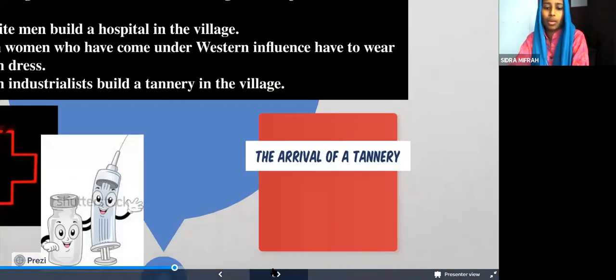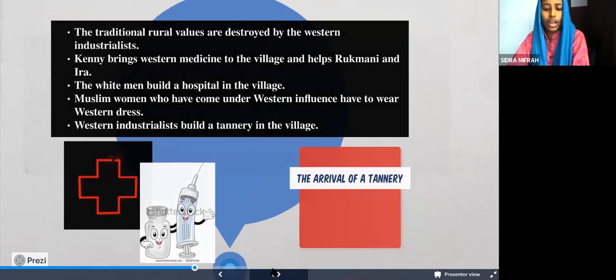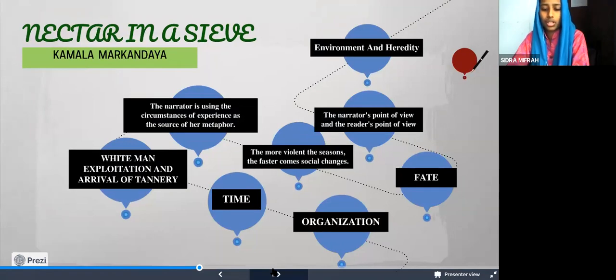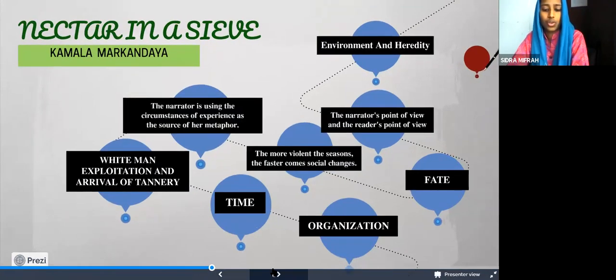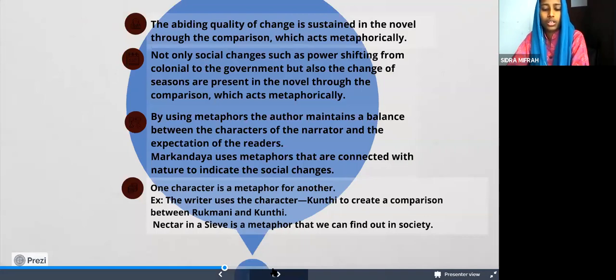And my second topic is the narrator using the circumstances of experience as the source of her metaphor. According to this topic, the abiding quality of change is sustained in the novel through the comparison, which acts metaphorically. Not only social changes, such as power shifting from colonial rule to the government, but also the change of seasons are present in the novel through the comparison, which acts metaphorically.